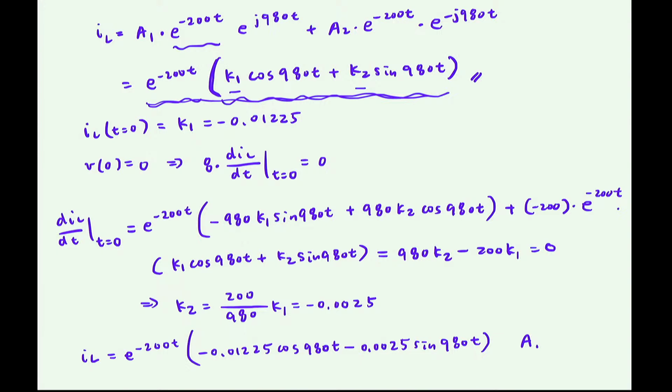Okay, so now we know K1 and K2 and put it in the homogeneous solution here so that we have the total solution equal to this amp. Now, if you are interested, you can practice how to write the voltage V is equal to 100 times exponential minus 200t times sine 980t volt. 好，你可以回家练习一下哈。这个是 V 的这个式子，when t is greater than 0.